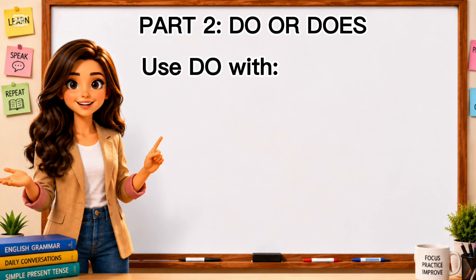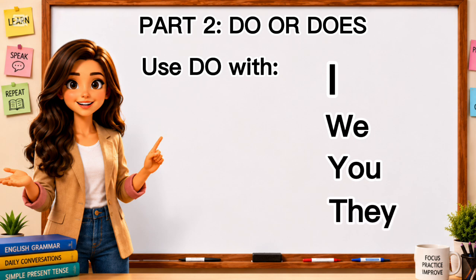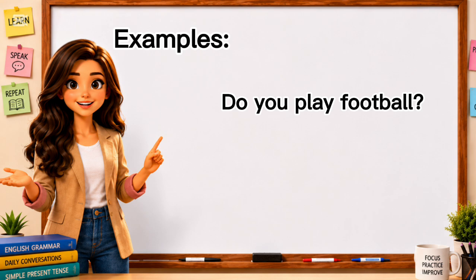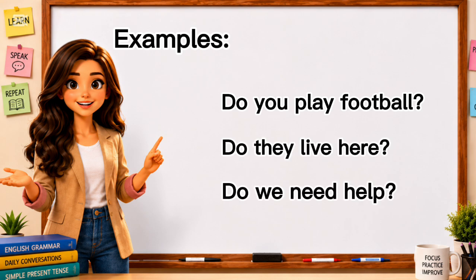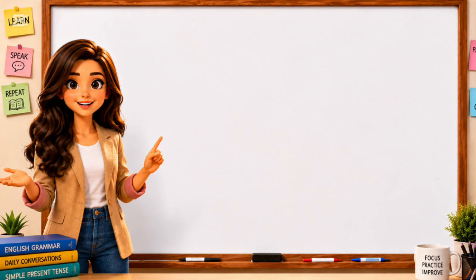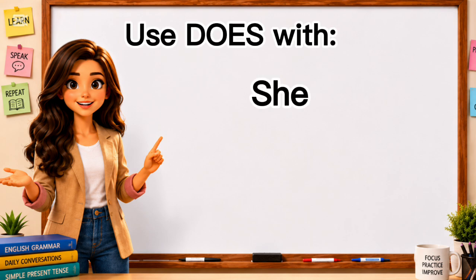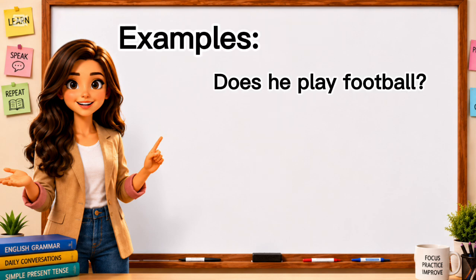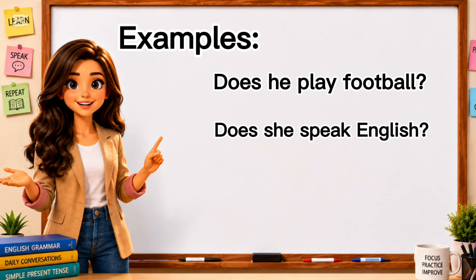Part 2. Do or does. Use do with I, we, you, they. Examples: Do you play football? Do they live here? Do we need help? Use does with she, he, it. Examples: Does he play football? Does she speak English?